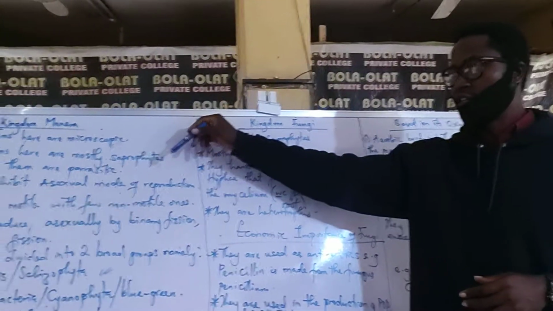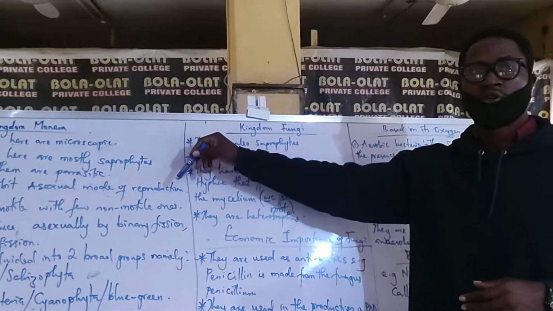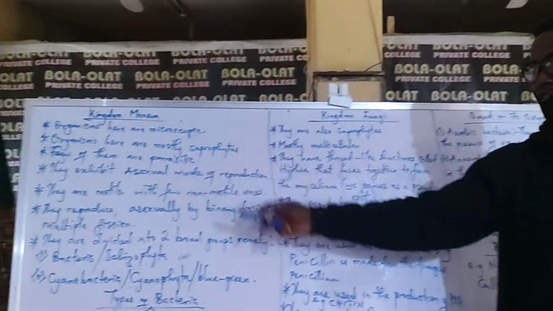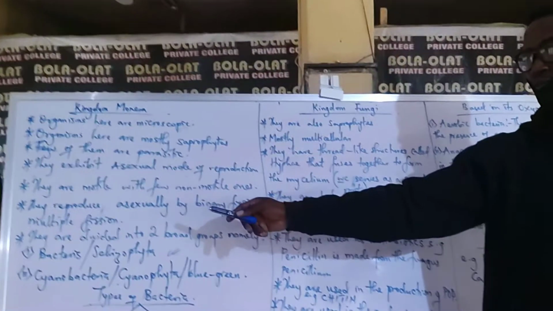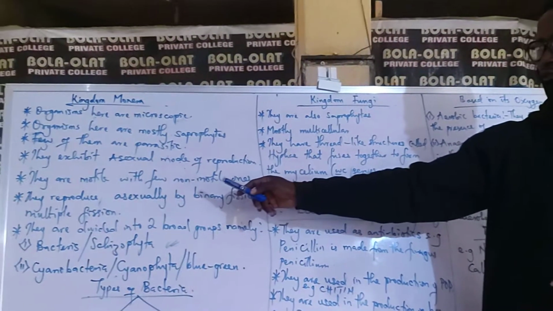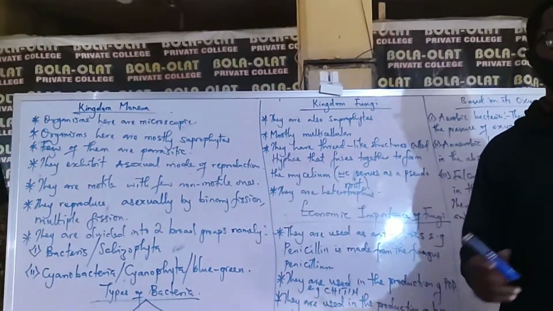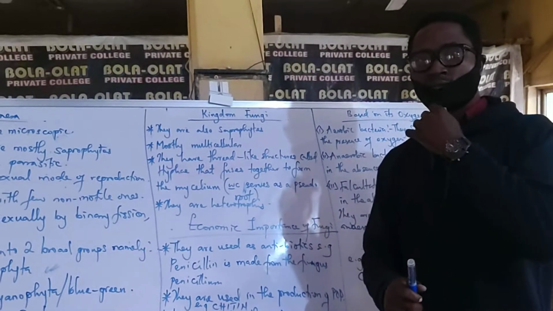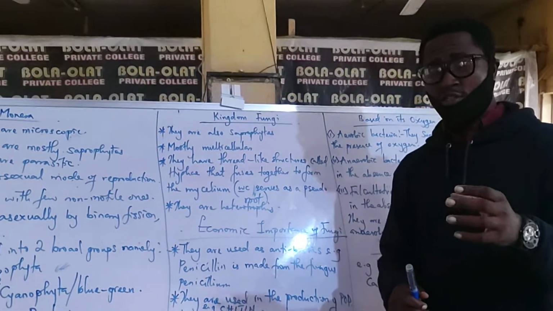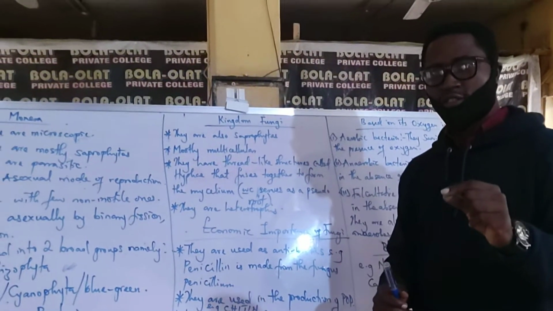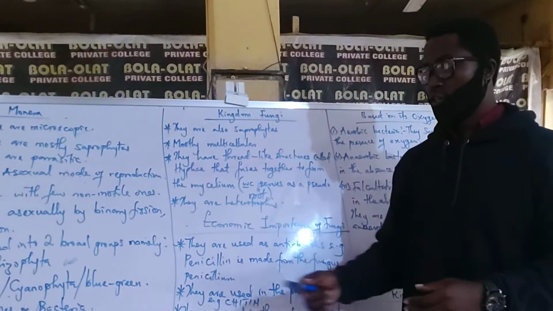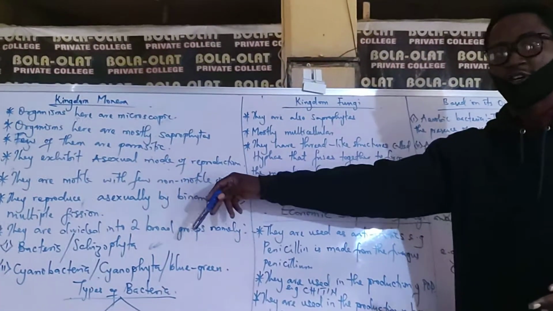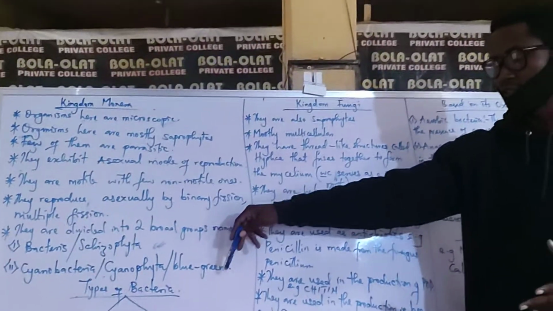They exhibit asexual mode of reproduction. What type of asexual mode of reproduction do they exhibit? They exhibit binary fission and multiple fission. And then you should know that they are divided into two broad groups. These groups are cyanobacteria and bacteria. Some textbooks will give it to you as schizophytes and cyanophyta. They mean the same thing. Whether schizophytes or bacteria, they mean the same thing. Whether cyanobacteria, cyanophyta, or blue-green algae, they mean the same thing.